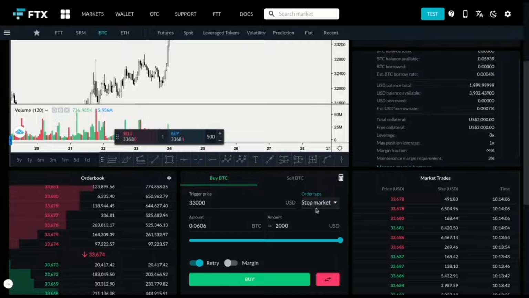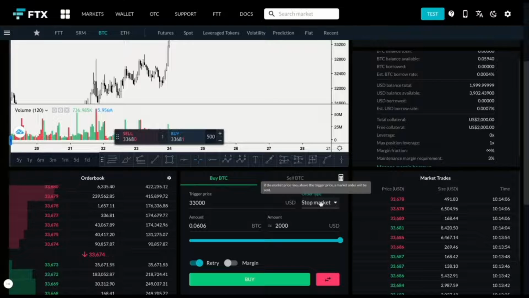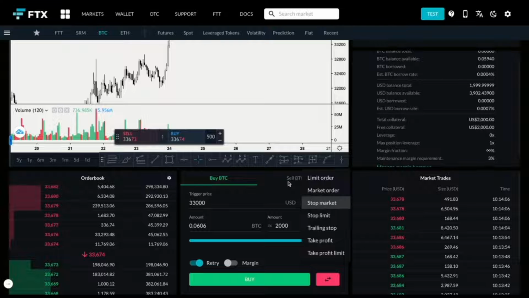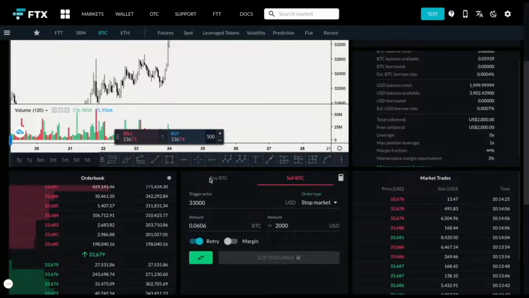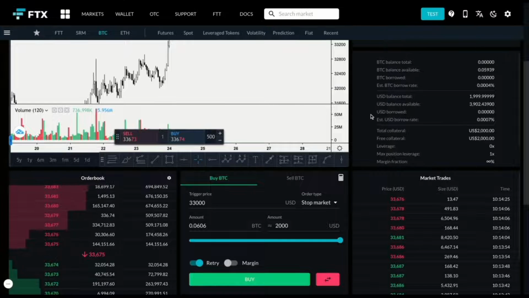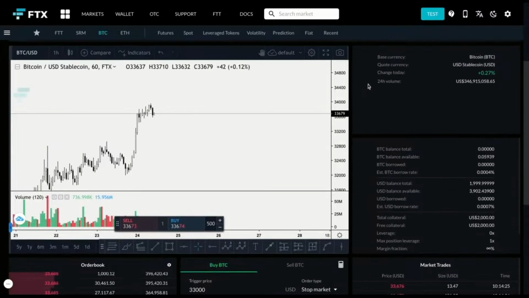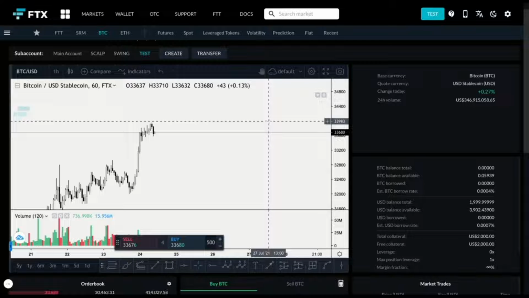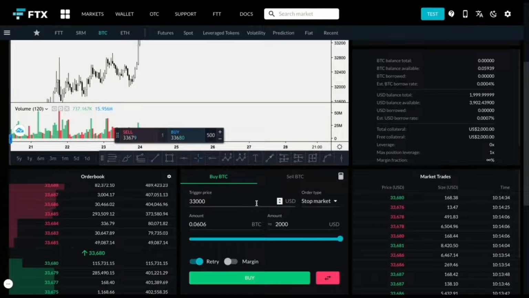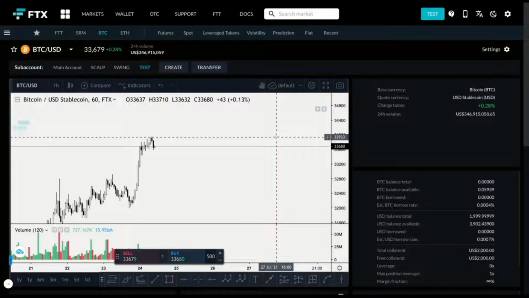So if you place a stop buy order, you can see here, if the market rises above the trigger price, a market order will be sent. And similarly, if you place a stop sell order, if the market drops below the trigger price, a market order will be sent. So let's look at it simply. If you thought the Bitcoin price was going to go up and you wanted to buy it on a breakout, you would put a stop market order at whatever level it was. All right, 33,973, let's say.